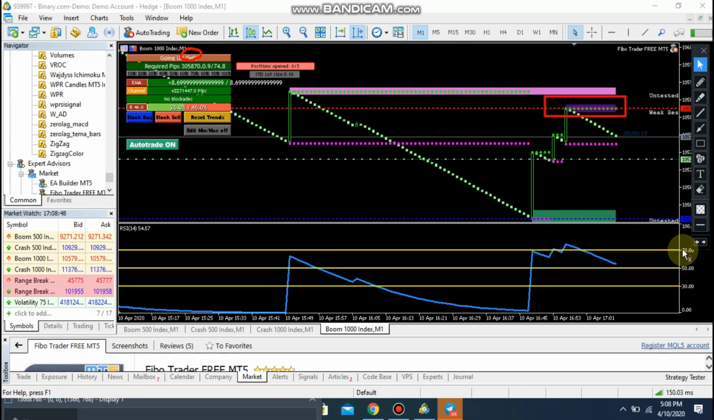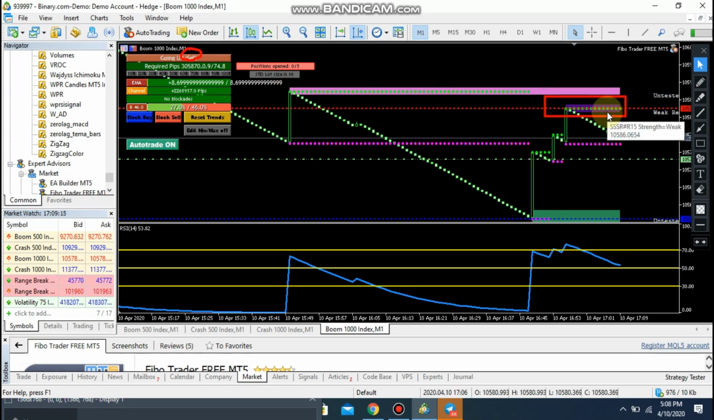Level 70 here, or above 70. Then place your sell order. The TP is here. It will give you the TP. TP is the exit point. As you can see, the TP is 10573.9100.